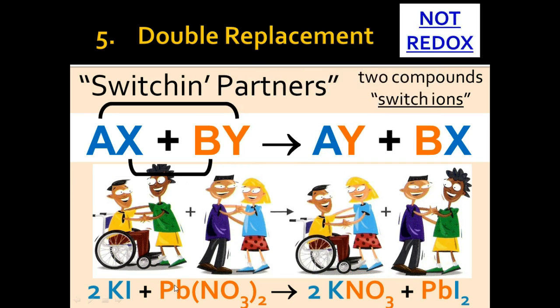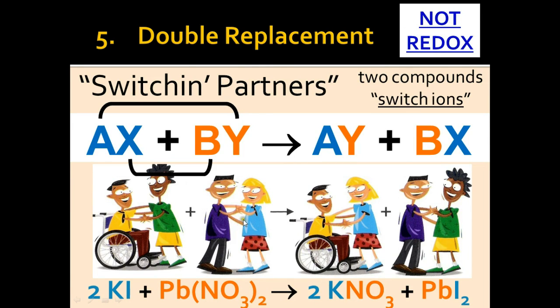And the important part is this is not a redox. This is the only type of reaction that is not a redox. So remember, not a redox. Double replacement is not a redox. So if you have any other type of reaction, it's a redox, definitely.